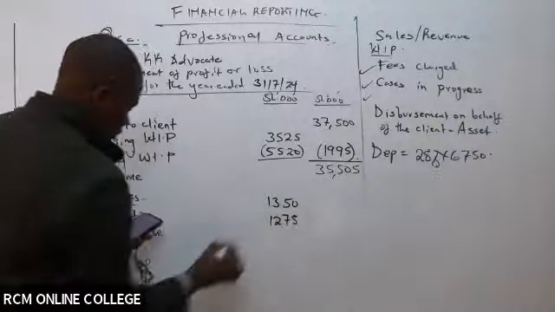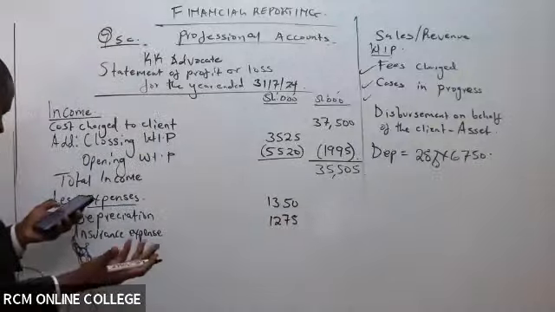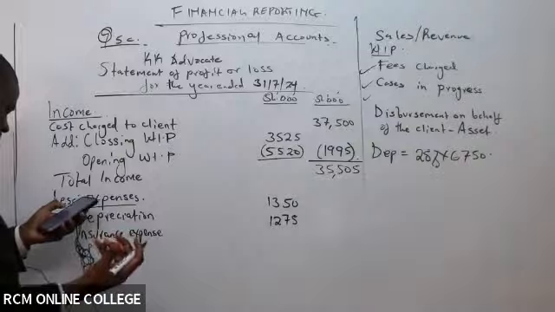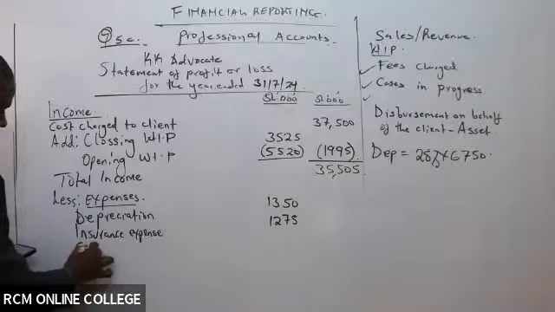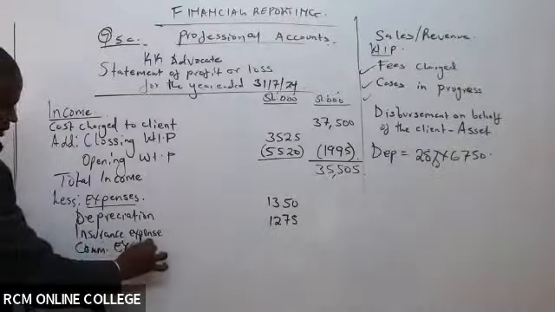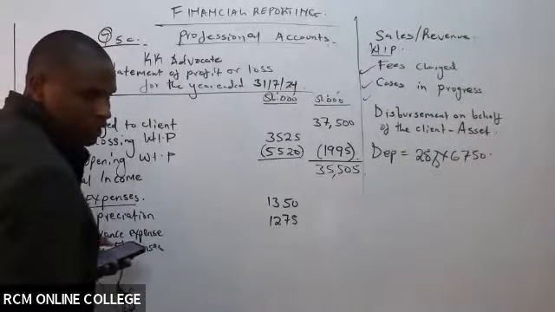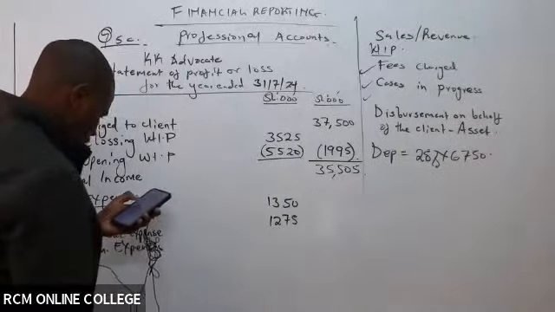1275. Then we move to the next item. Any other item that you can identify as the expense? Communication expense. How much? Communication expense ni ngapi? Expenses ni ngapi?